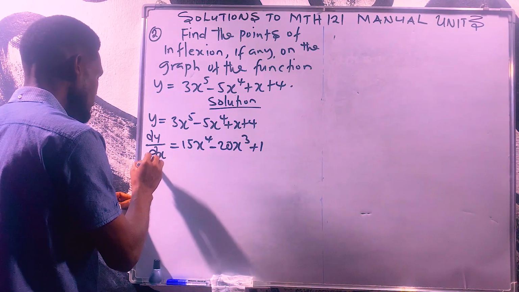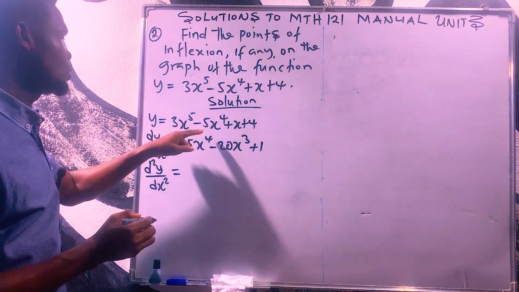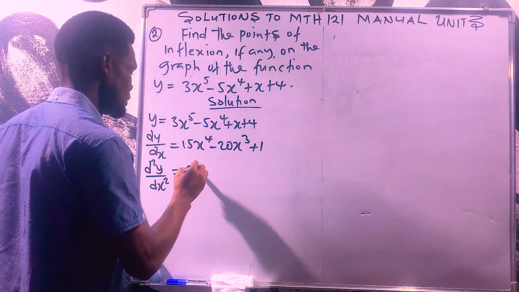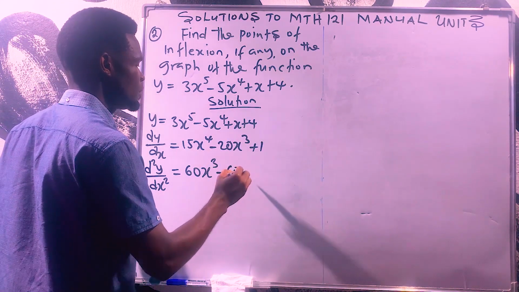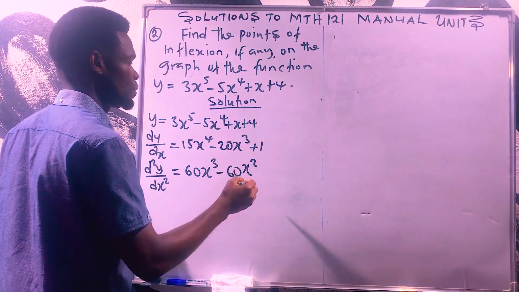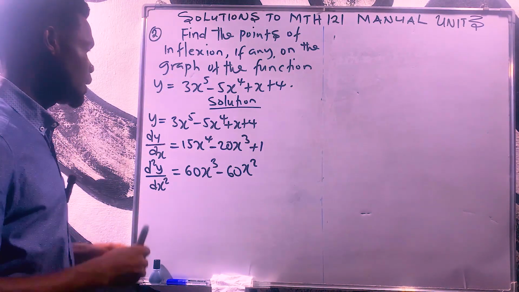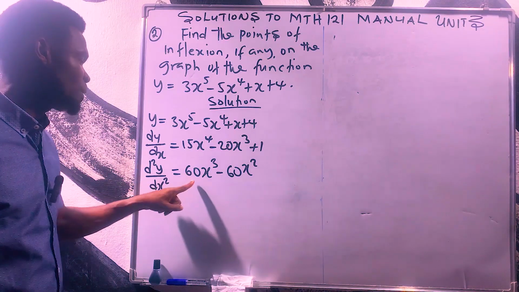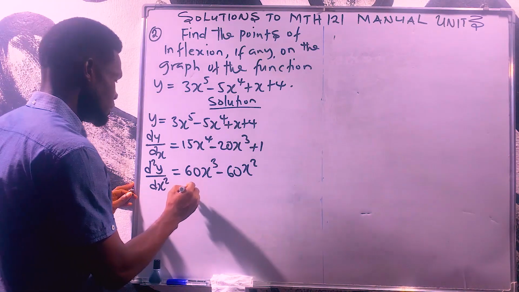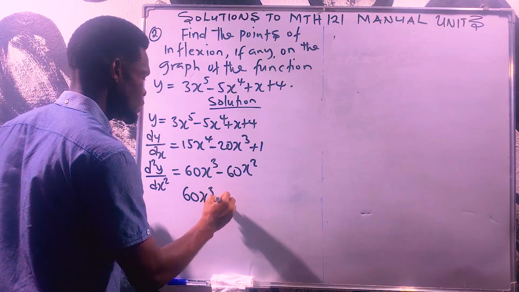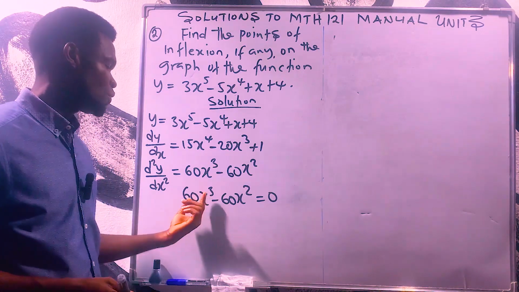Now, the second derivative, d squared y over dx squared, is equal to 4 times 15, 60, x raised to the power of 3, minus 3 times 20, 60, x raised to the power 3 minus 1, 2. The derivative of a constant is 0, so we are done differentiating. Next, you equate the second derivative, which is 60x cubed minus 60x squared, to 0. So that means 60x cubed minus 60x squared equals 0. So this is a cubic equation, an equation of power 3.